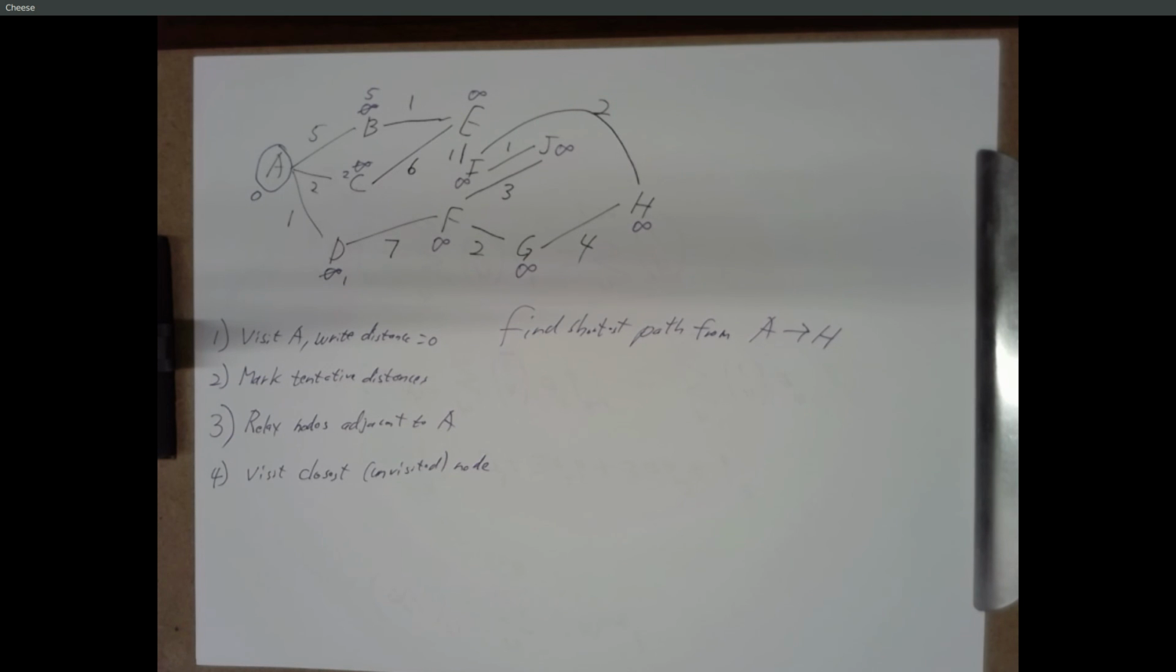Okay, now you pick the closest node to A that you haven't visited. That's D, so now you visit D. This tells you that the closest you can get from A to D is 1. So now you repeat the process: relax anything adjacent that you haven't visited already. It's only that, that's H.